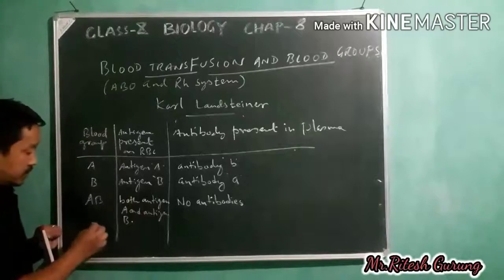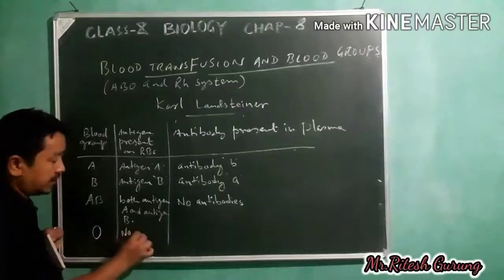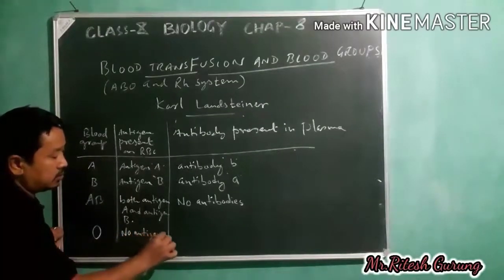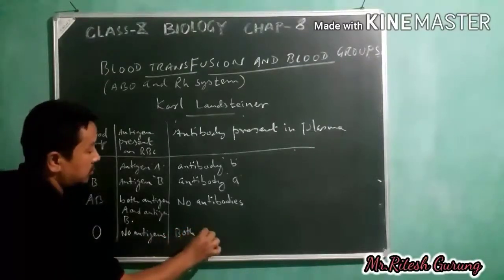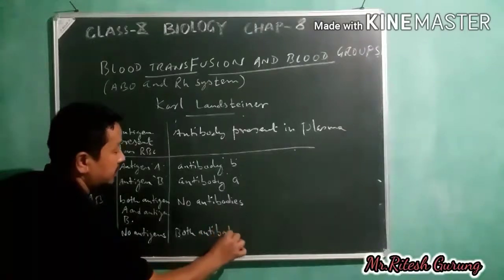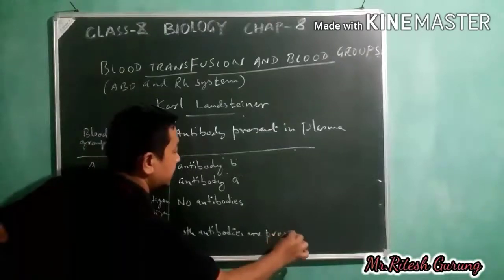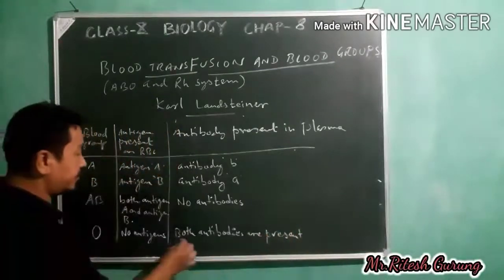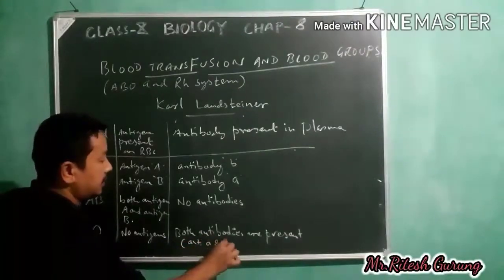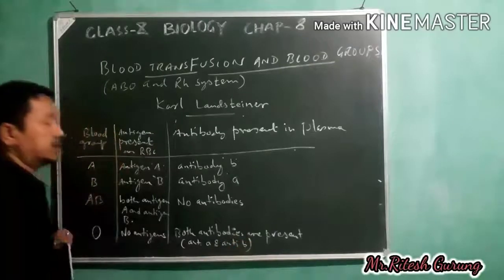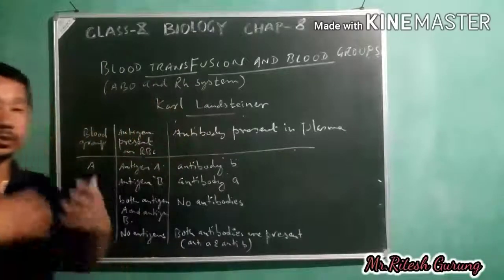Then blood group O. In blood group O, there are no antigens, whereas both antibodies are present. Both antibodies means anti-A and anti-B. See, this is your blood group.